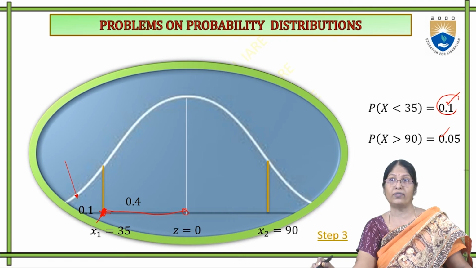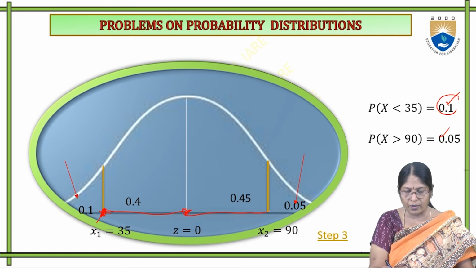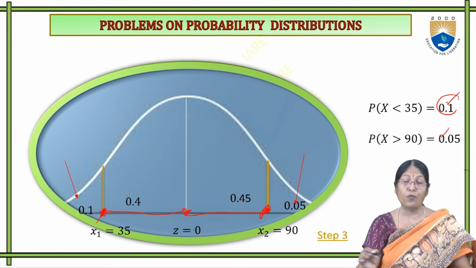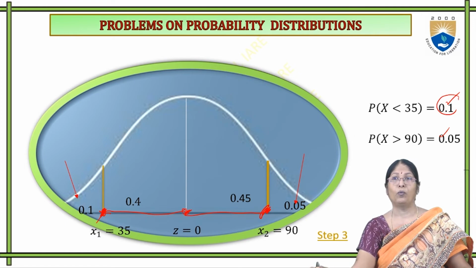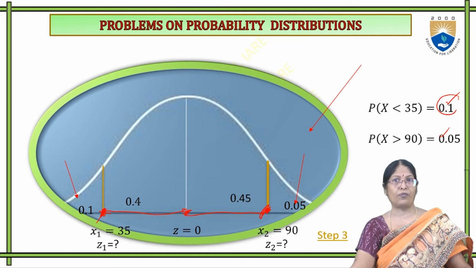Why did we select the right side? Because of above. The area is 0.05. If we subtract it from 0.5, we obtain 0.45. Now, from here to here, 0.45 has to be searched in the normal distribution table, and what we get as output is Z2. So what is Z1? What is Z2? The answer will come out with the help of the normal distribution table. So this is the rough diagram. We can see the fair diagram.